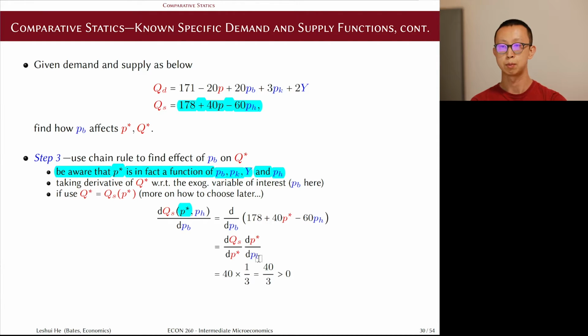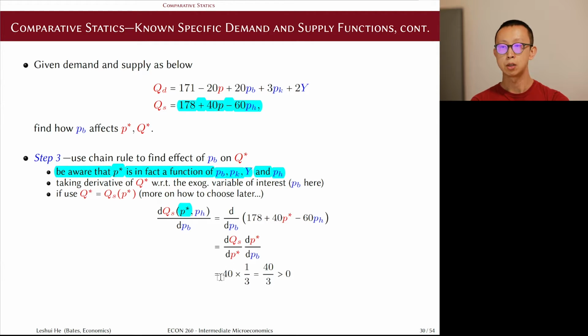The second term in this product says, when I increase the price of beef by $1, how much will the equilibrium price change? Well, we already know that from the previous calculation, which is a third of $1. Now, when there's a $1 increase in the equilibrium price, how much will quantity supplied change? Well, that's straightforward. It's just the derivative of this expression with respect to P star, and that is 40.